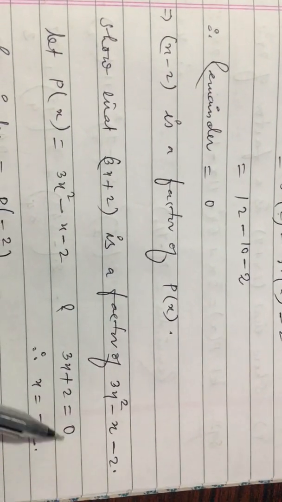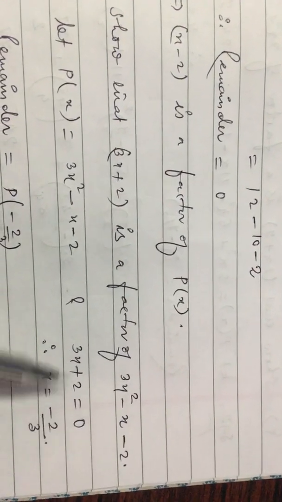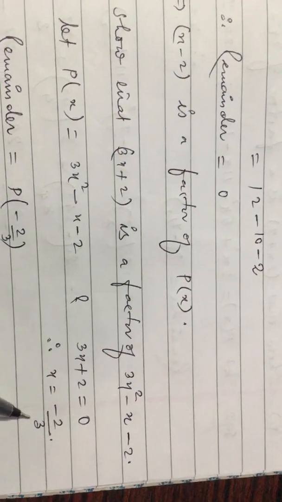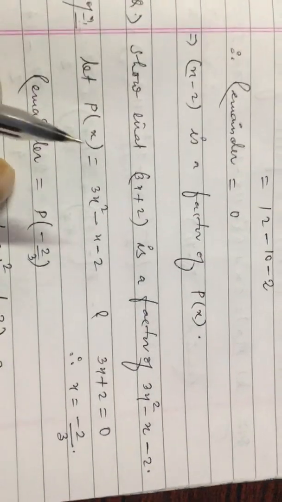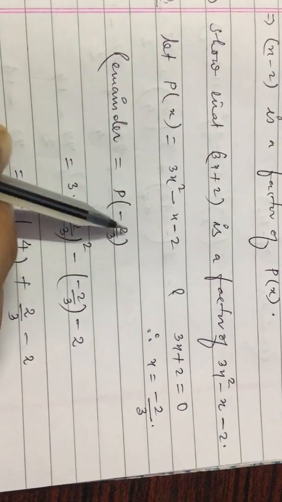3x plus 2 is equal to 0. So x is equal to... we are taking this side, minus 2, and into 3 divided by 3. So x is equal to minus 2 by 3. So the remainder is equal to p of minus 2 by 3.